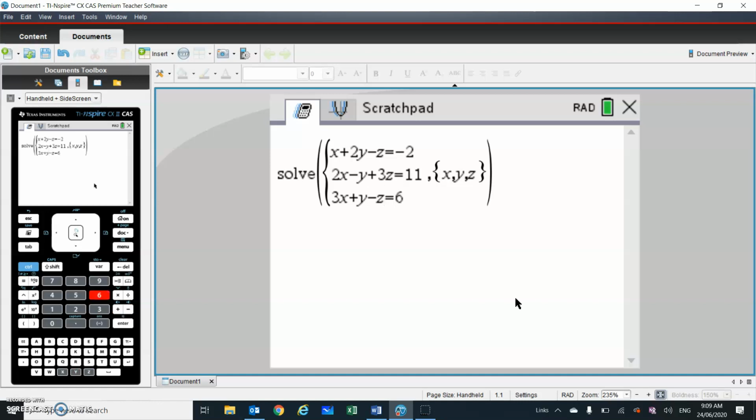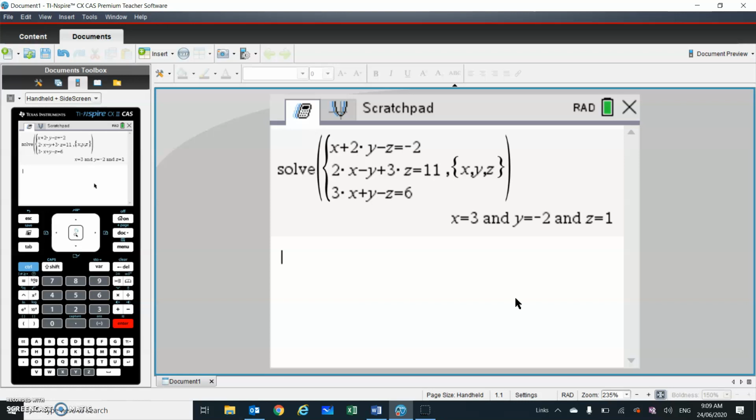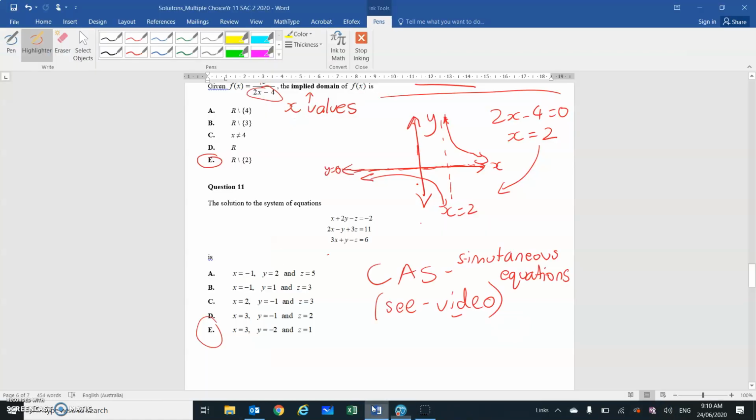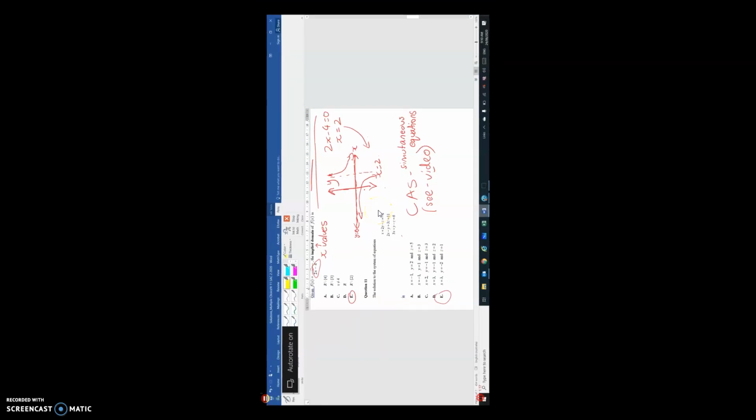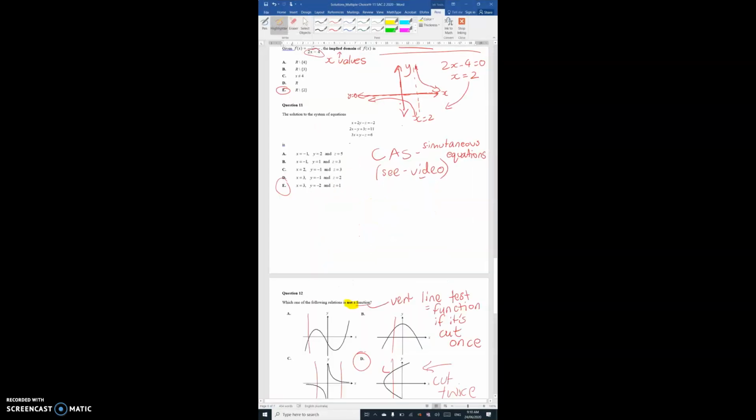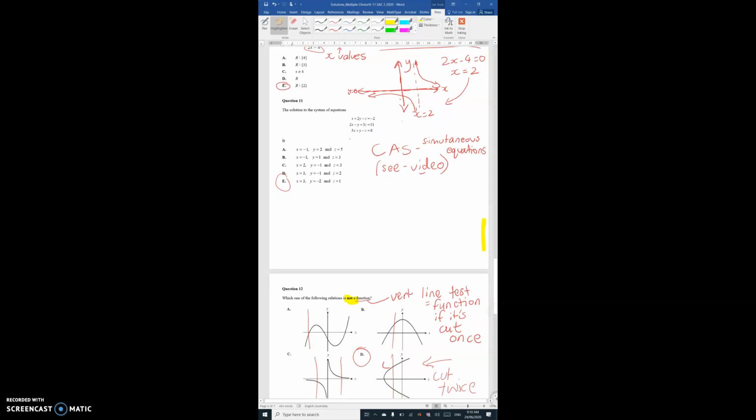Okay, and once you've typed them in, everything else is set up, you just press enter and you get the answer. x equals 3, y equals minus 2, and z equals 1. And if we have a look at the solutions, that is option E. Okay, so let's continue. Keep moving down the page.